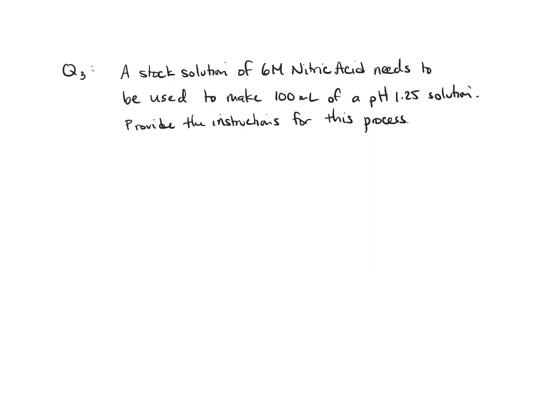All right, this final question. Your stock solution of 6 molar nitric acid needs to be used to make 100 milliliters of a pH 1.25 solution. Provide instructions for this process. Okay, so we've got our stock solution, which has a molarity equal to 6 molar. Our volume of that, we do not know. We have a volume 2, which is 0.1 liters, or 100 milliliters. And we have a pH, which is equal to 1.25. And again, this is nitric acid, so it's HNO3.